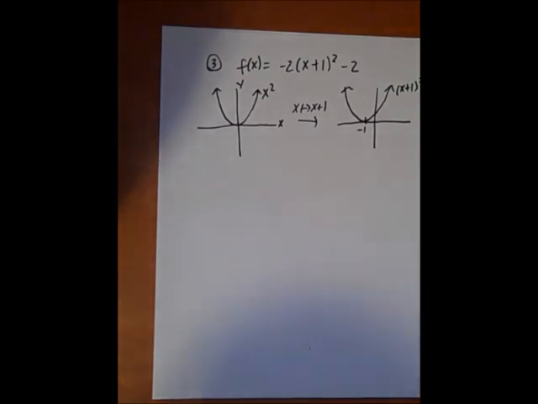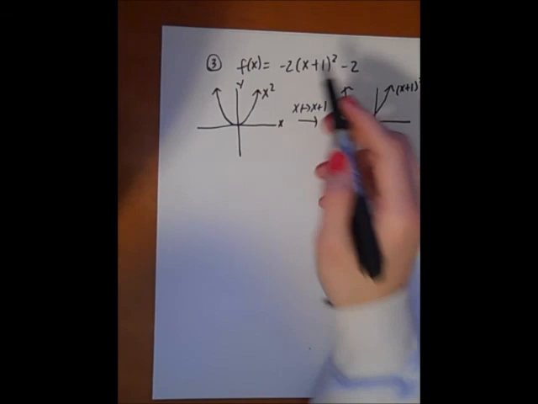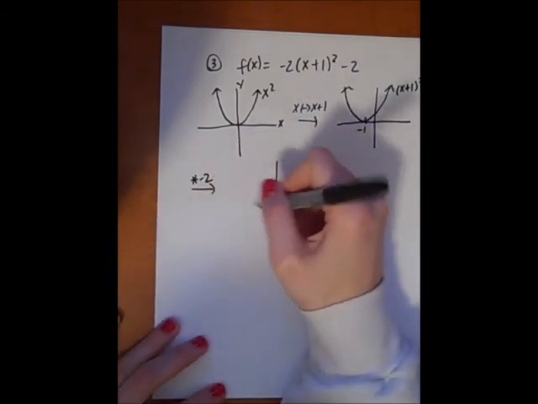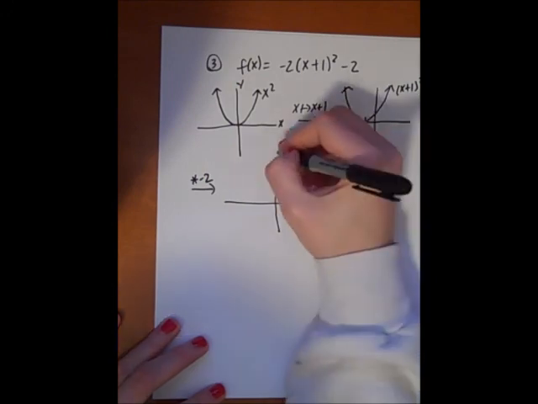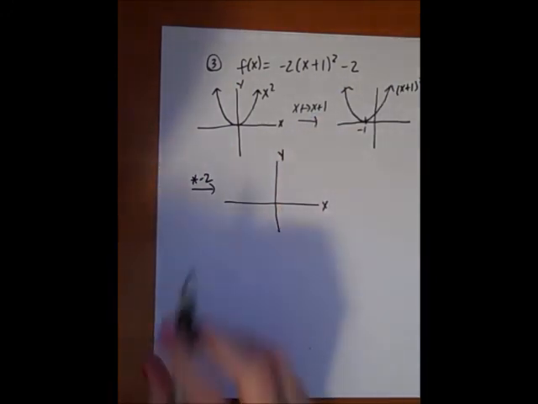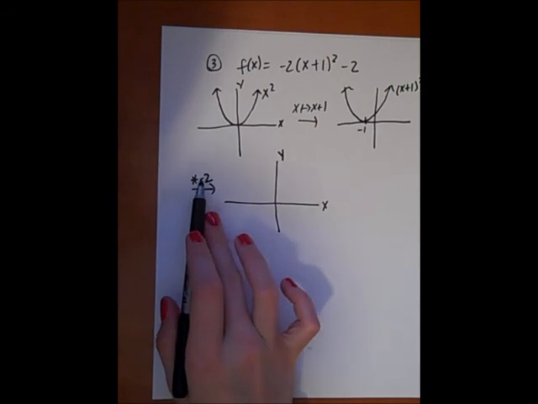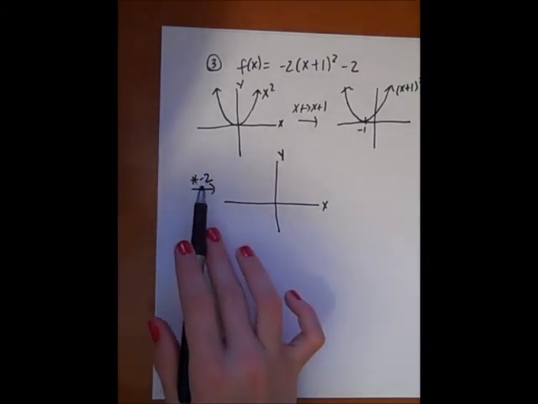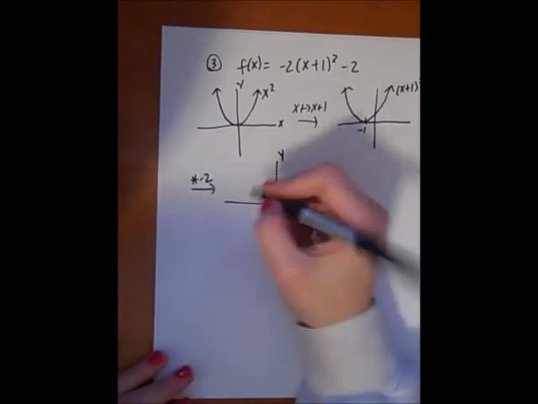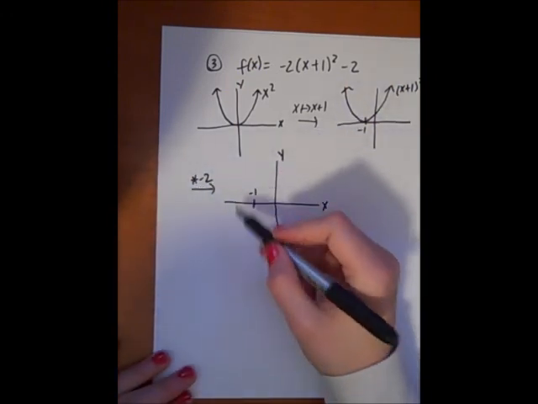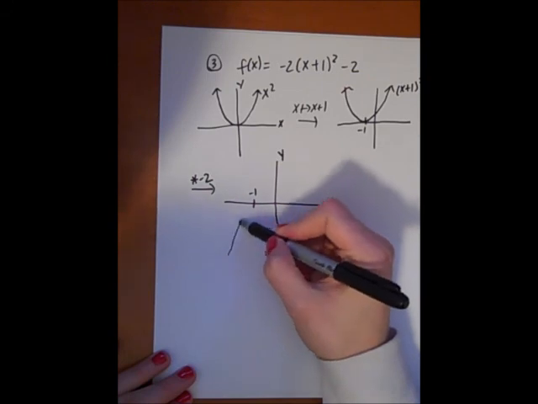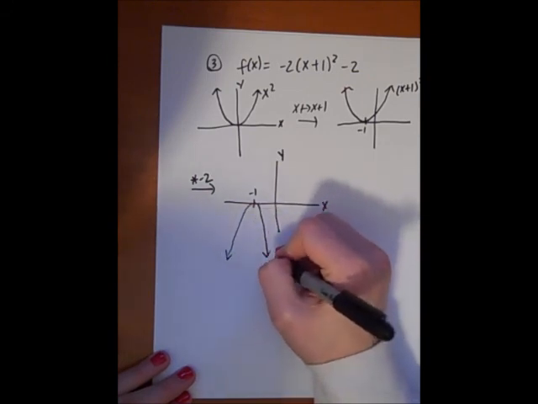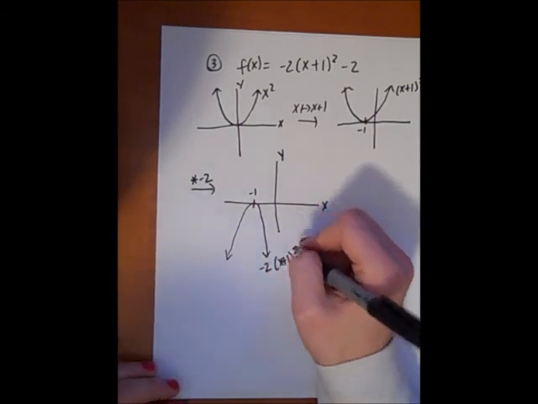Now what? The order of operations says I should worry about this negative 2. So I'm going to multiply the whole thing by negative 2. Now what does that do? Well, the negative, remember that said to flip it over the x-axis. So now we're looking at type 3. The 2 says I should stretch it. So here's my negative 1. I'm going to flip it across the x-axis and stretch it. So this is negative 2 times x plus 1 squared.